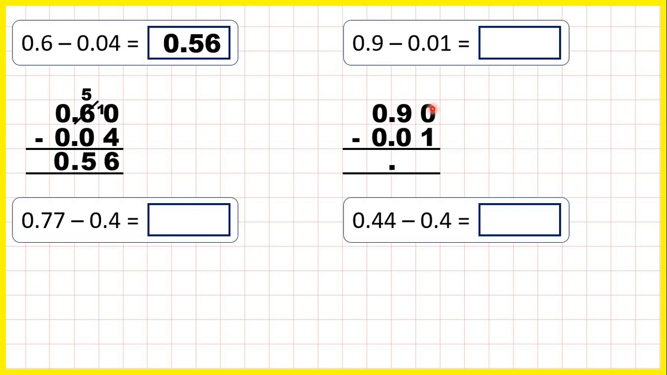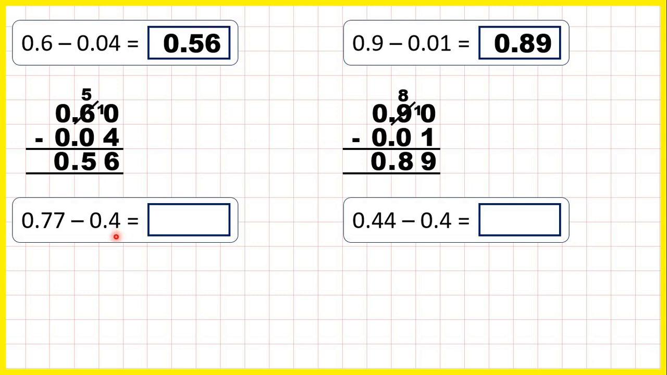We can't do 0 minus 1, so we go to the left, 1 less, 1 in front. 10 minus 1 is 9, 8 minus 0 is 8, and 0 minus 0 is 0, so we have 0.89.